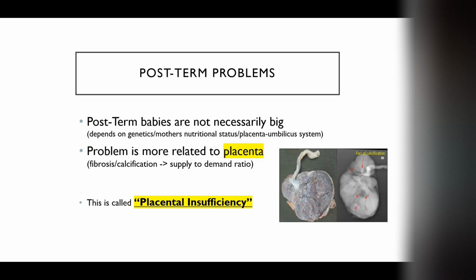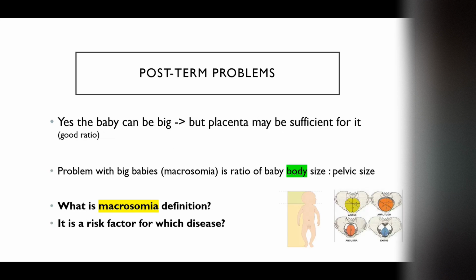So what is the problem of being big? Yes, the baby can be big, but the placenta may be sufficient for it. So the ratio, right? Supply and demand. The problem with big babies is called macrosomia, being a big baby. It is the ratio of baby body size to pelvic size. We say here body, not the head, the body. And then the pelvis, you know this from your clinical anatomy, additus, exitus, and so on.